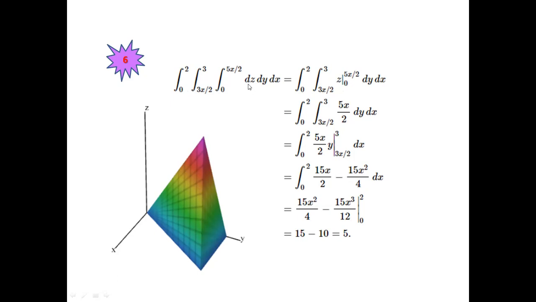Okay, so when we integrate in terms of z, we have a z and we have this limit. So then we have a 5x over 2.